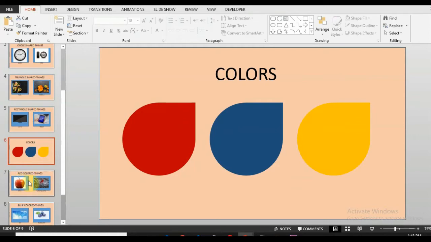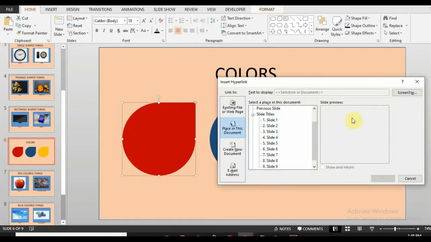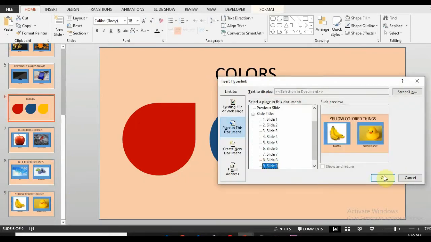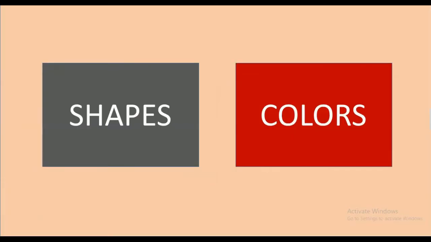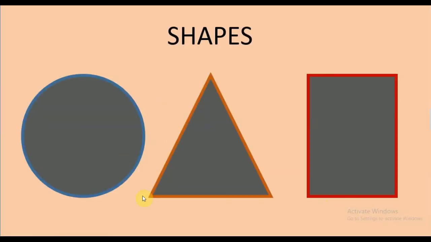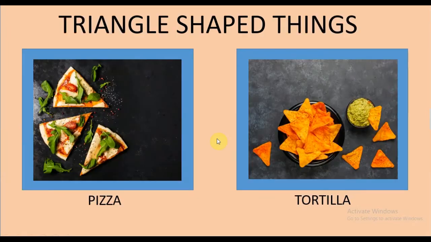Let's do the same to colors. Now, let's give it a try. Now let's click triangle. And it landed on pizza and tortilla. But wait, what now? It seems like we're stuck in here. We need to have some buttons so we can navigate ourselves through this presentation.